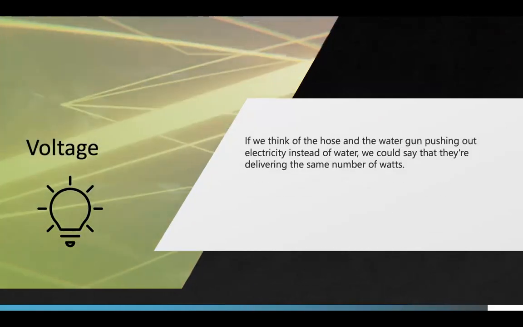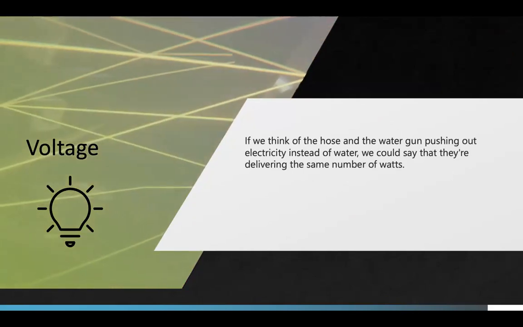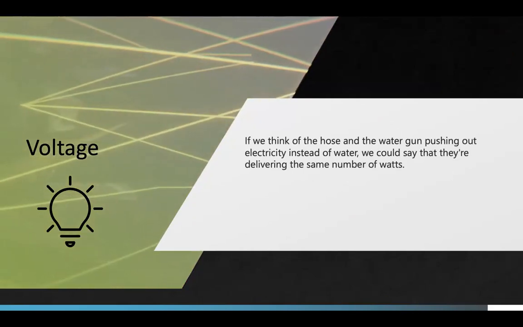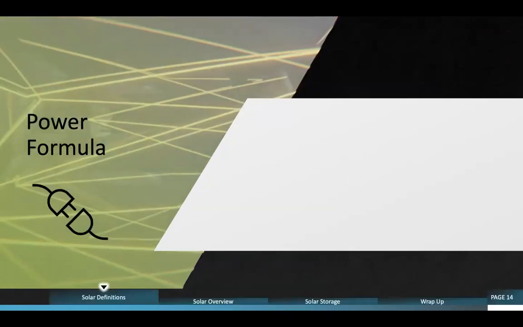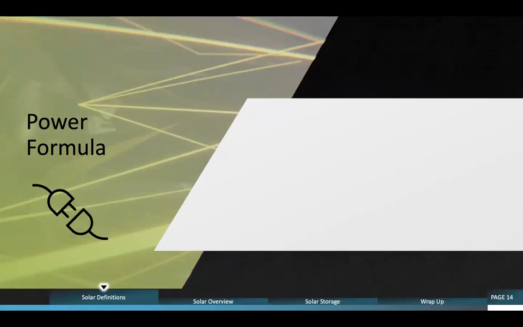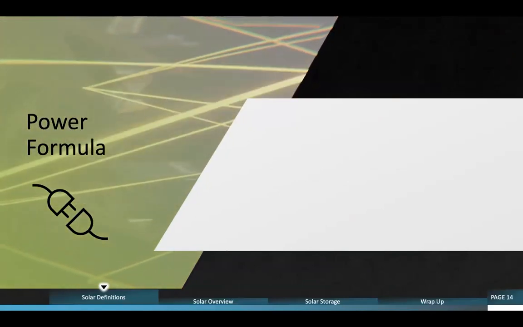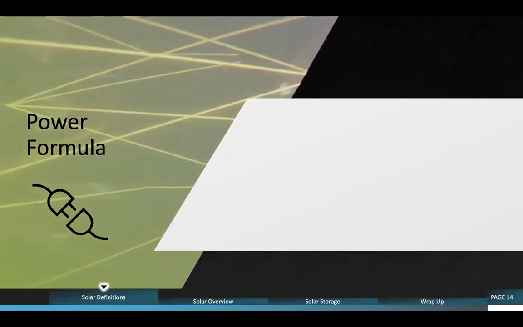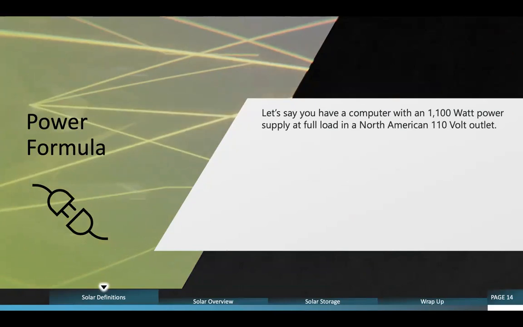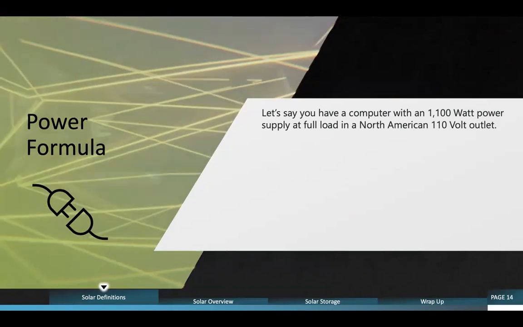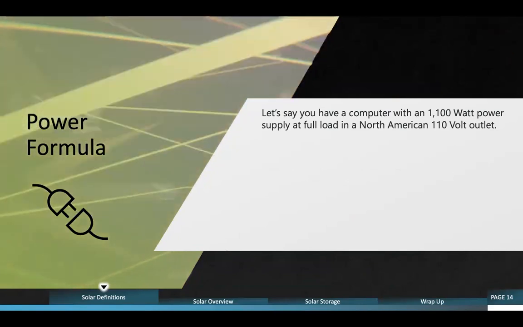So if we're thinking of the hose and the water gun pushing electricity instead of water, we could say it's delivering the same number of watts, which is what we're going to be dealing with in solar. So here's an example. We just need to figure out the wattage, right? Let's say you're going on a trip and you have a gaming computer. It looks something like this. So let's say you have an 1100 watt power supply at full load on our outlets out here in North America. Well, it's a 110 volt outlet.